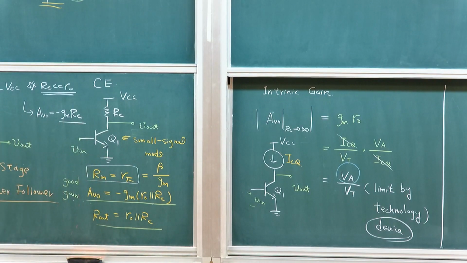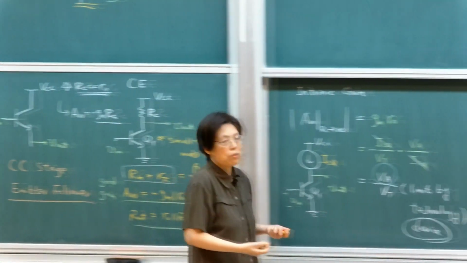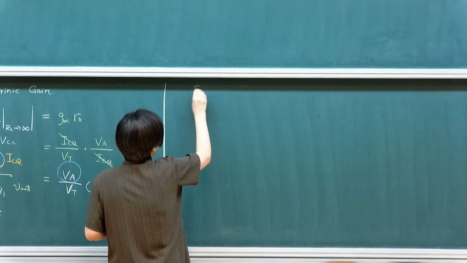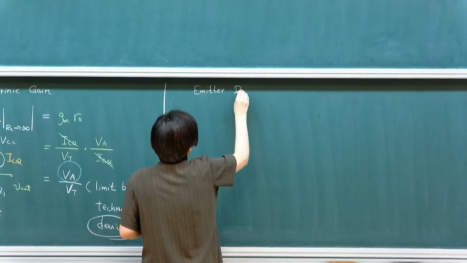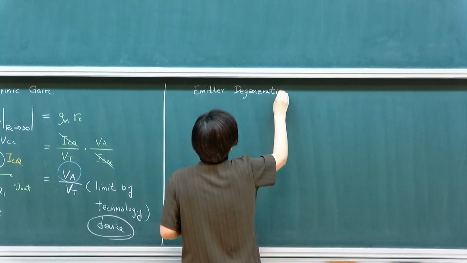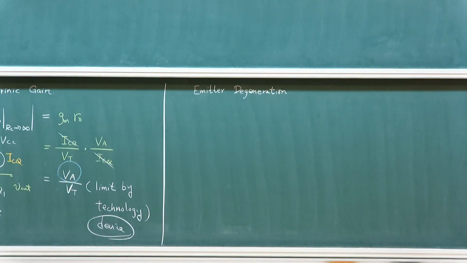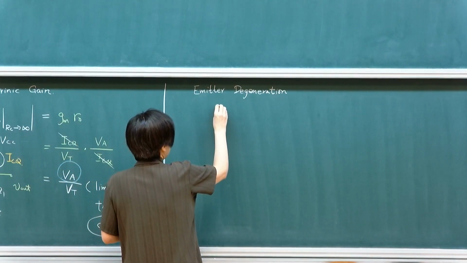So after discussing the simple common emitter stage, we're going to talk about a variation of a common emitter stage, which is very often used, which is called emitter degeneration structure. So this is, as I said, very commonly used. You see the structure a lot in bipolar circuits. The reason, let me explain why.